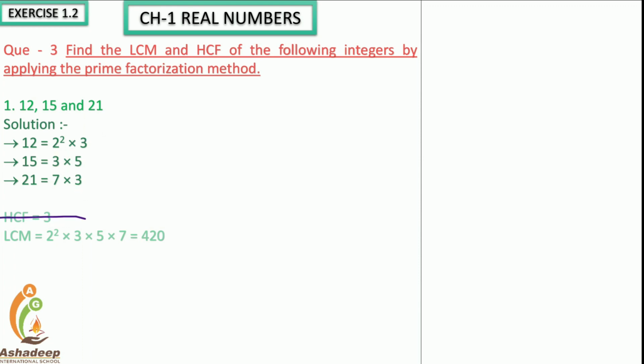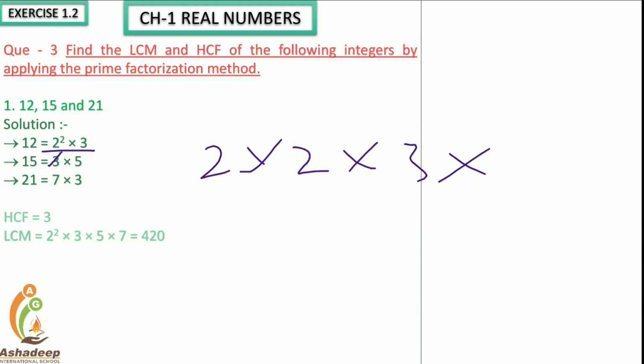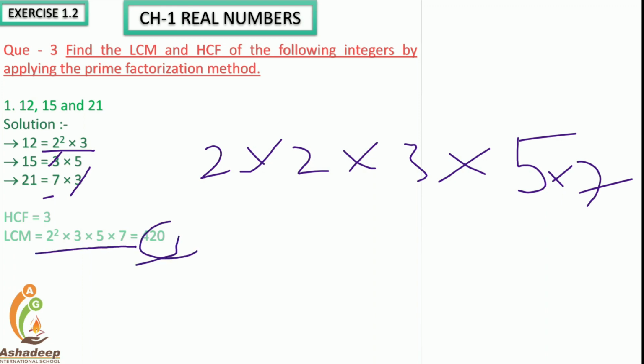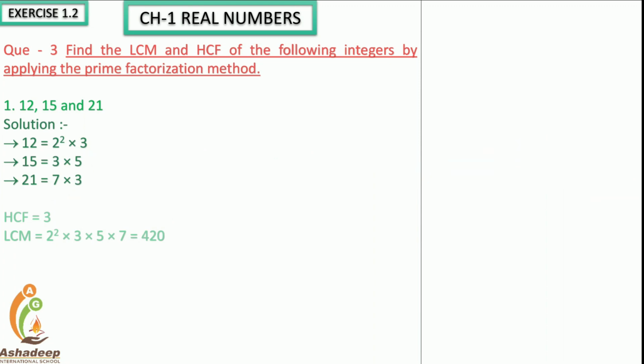So the HCF is 3. What is the LCM? 2 multiplied by 2 multiplied by 3. Here 3 is already there, so we need not write it down again, but 5 is not there, so multiply by 5. Here 3 is there, but 7 is not there, so multiply by 7. So that is the LCM: 2 square, 3, 5 and 7. What is the LCM? The LCM is nothing but 420.